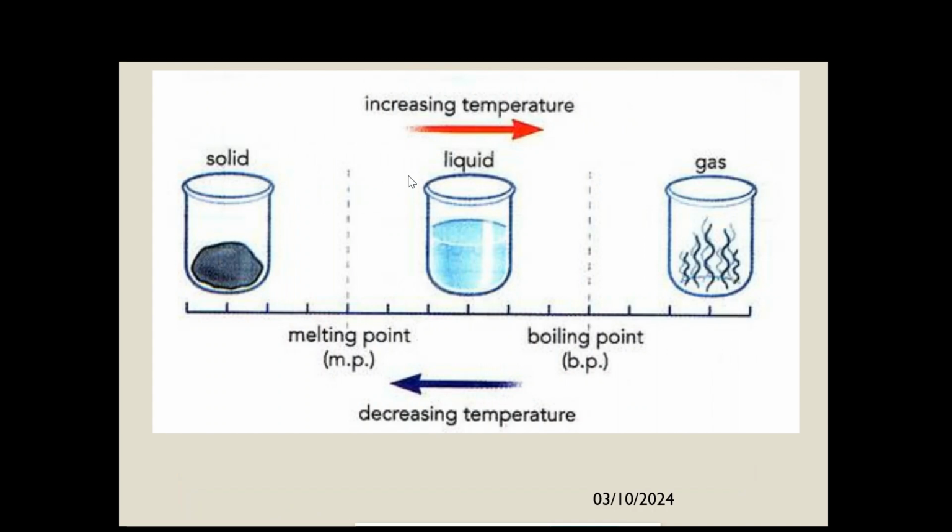Again, matter can be changed from one state to another by controlling the temperature. So when the temperature is increased, the solid will be converted to liquid, and if we continue raising the temperature, the liquid will be converted into gas. And if we decrease the temperature, gas will be converted to liquid, and then if we continue decreasing the temperature, the liquid will be converted into solid.